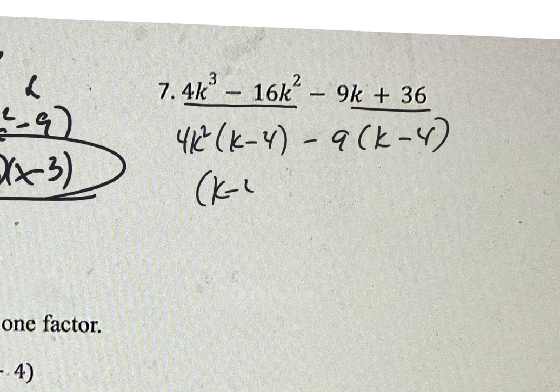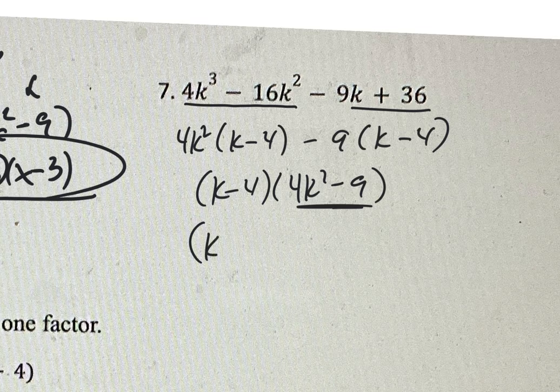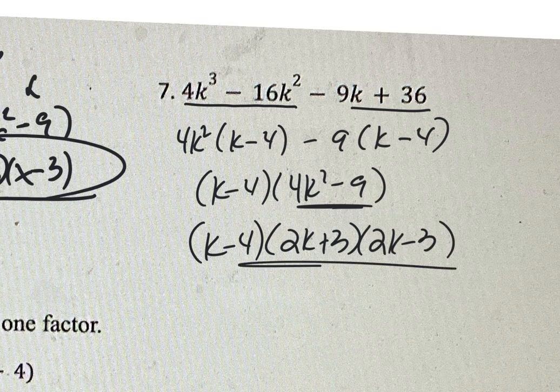So I have a k minus 4, also have a 4k squared minus 9. Now, I would be done except that right there, difference of squares. They both have square roots. There's a minus sign. I'm going 2k plus 3, 2k minus 3, and there it is.